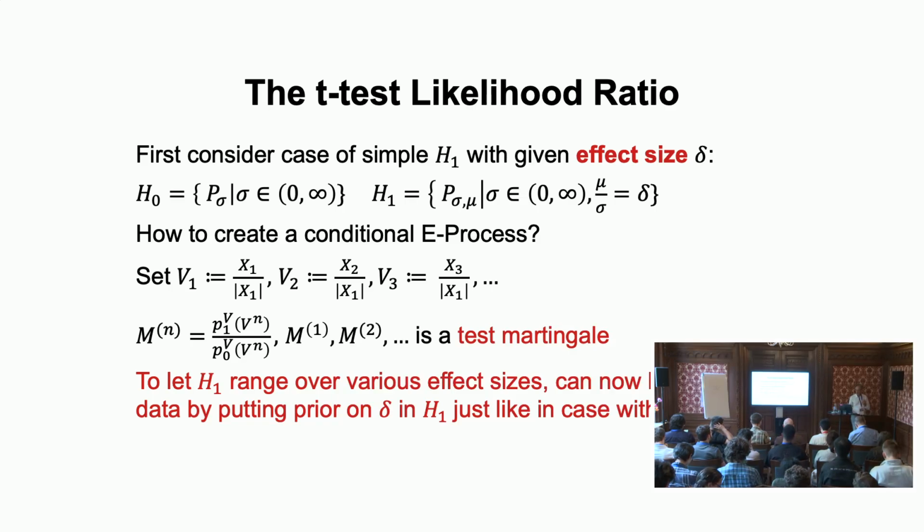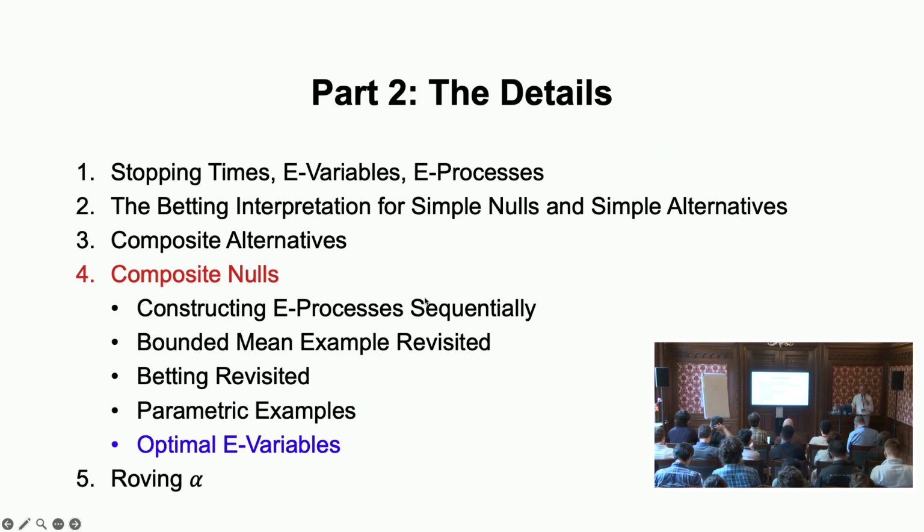Yes, so now if you don't know this effect size in advance, you can again put a prior on it, just like a Bayesian would, because now we have a simple null again. We put a prior on the alternative, and we can do everything. So this is another example.